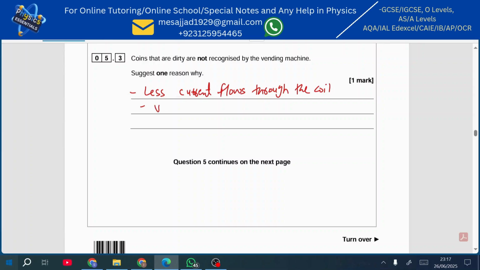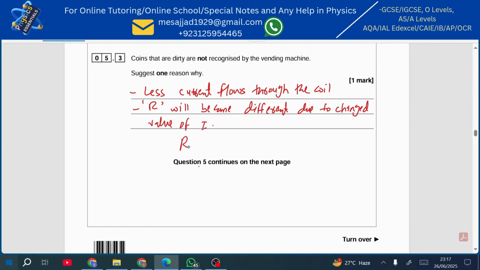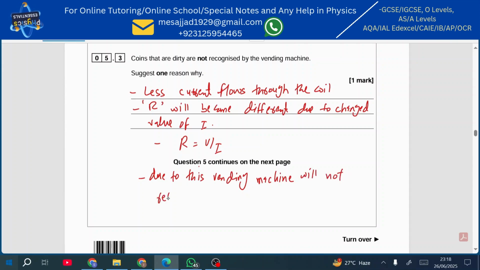A different value of current will be measured, so you can say that R will become different due to the changed value of current, because R is equal to V over I. Therefore, due to this, the vending machine will not recognize the coin.